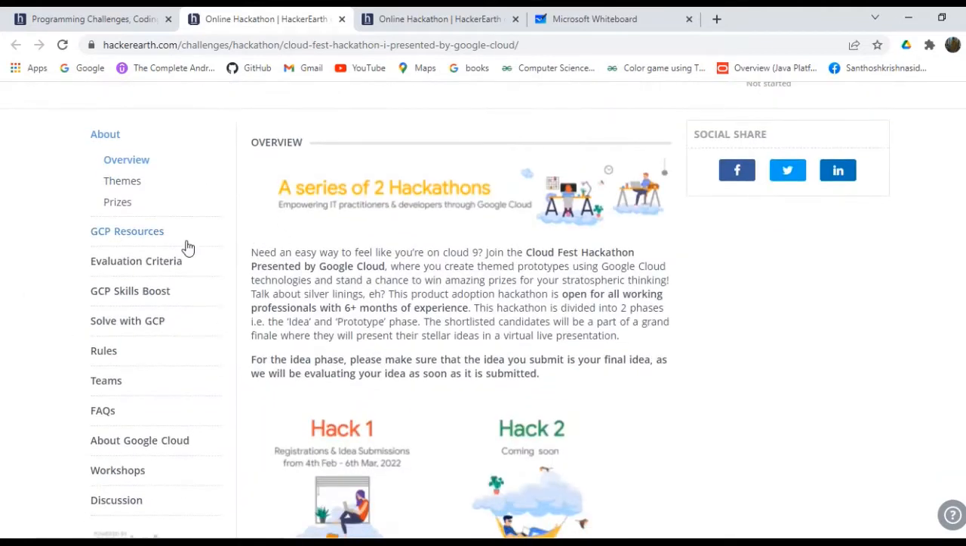So coming to the overview, it is a series of 2 hackathons. You need an easy way to feel like you are in cloud 9, so join the CloudFest hackathon presented by Google Cloud, where you create themed prototypes using Google Cloud technologies and have a chance to win amazing prizes. This hackathon is divided into 2 phases. One phase is the idea phase and the second is the prototype phase. The shortlisted candidates will be part of the grand finale, where they will present their ideas in a virtual live presentation.